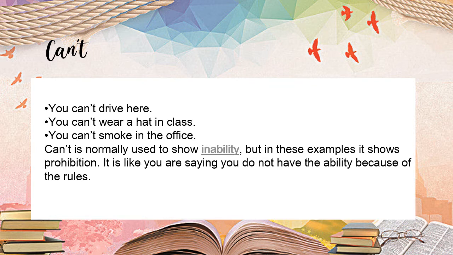Can't is normally used to show inability, but in these examples, it shows prohibition. It is like you are saying you do not have the ability because of the rules. You could also ask questions about the rules. Can I smoke in here? Can I park my car here? Now, let's look at two more formal ways to prohibit something.